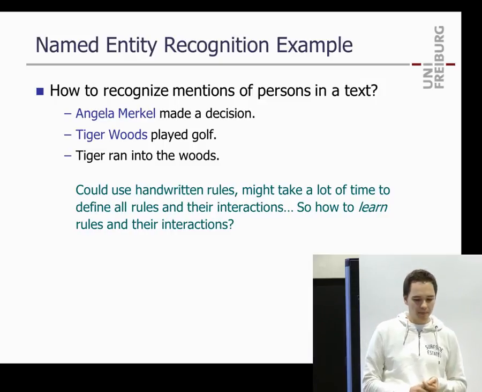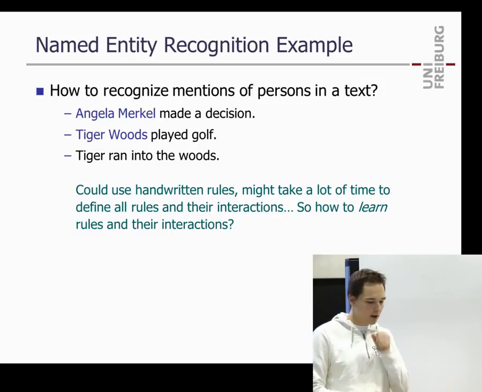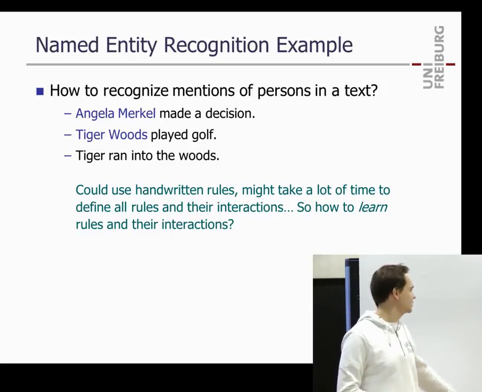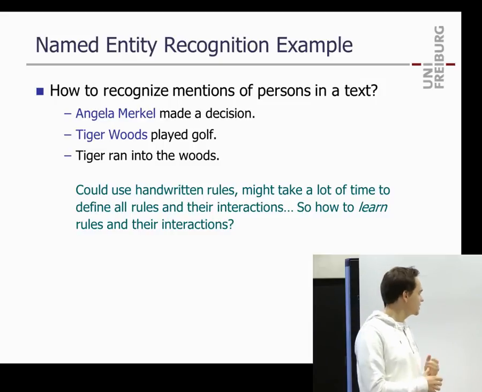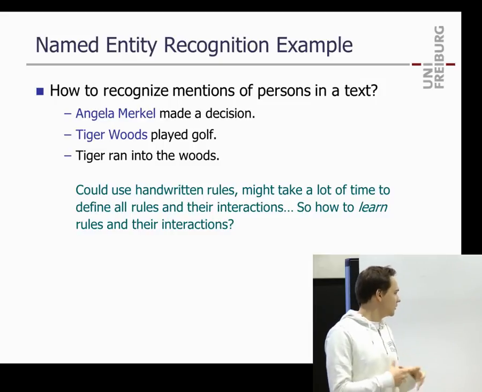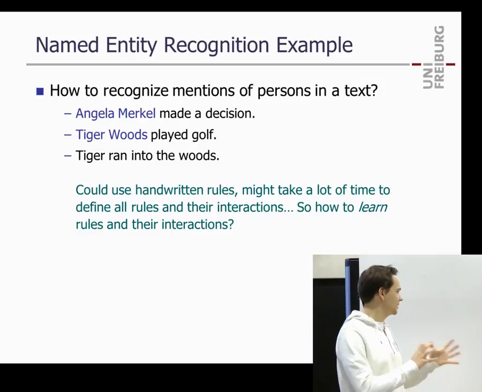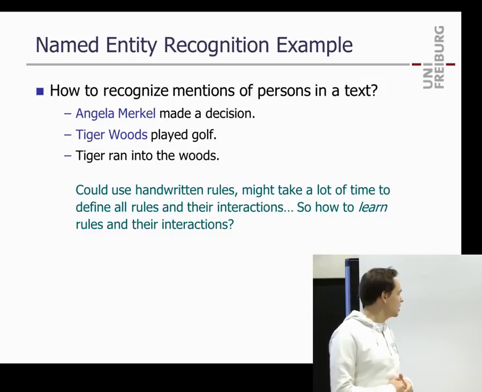So what could you do? First idea, maybe you could use some handwritten rules. Like you see that woods, for example, in the last sentence it's written small, so maybe person names are always big, but that's not enough, and then you could think of more and more rules and their interactions and write all of this by hand. But it might take a lot of time to think of all the rules and to be sure how they exactly interact. So another idea would be to say, okay, we could learn all of these rules.